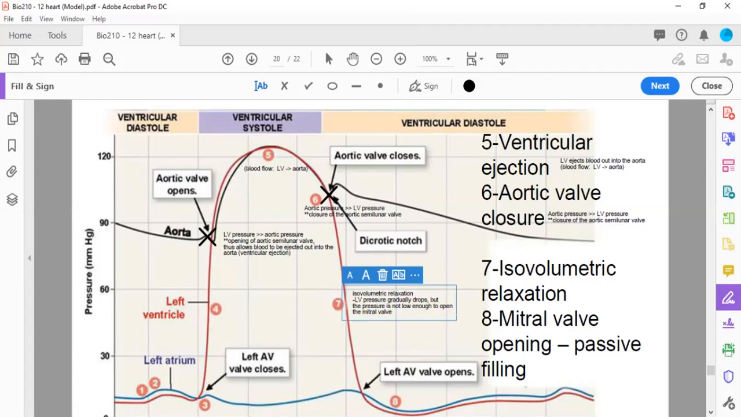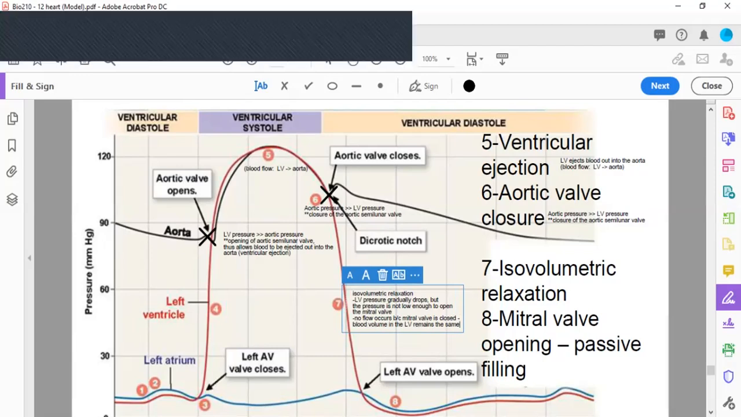Therefore, no flow occurs because the mitral valve and the aortic valve are closed. All right. And which means the blood volume in the ventricle, the left ventricle, remains the same.